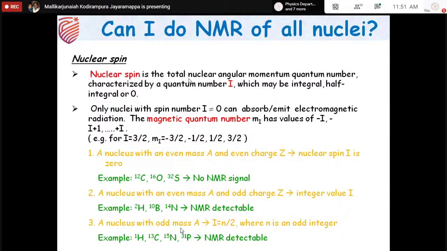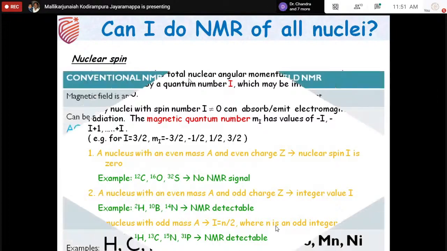Similarly, with odd mass number and odd charge number, that is proton, hydrogen 1. This is again carbon 13, an isotope of carbon 12. This carbon 13 is NMR active, and we can detect it, and they will have odd half-integer spins. We will consider a combination of all three varieties today for the discussion.